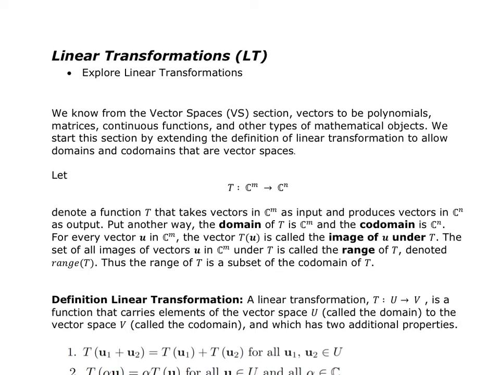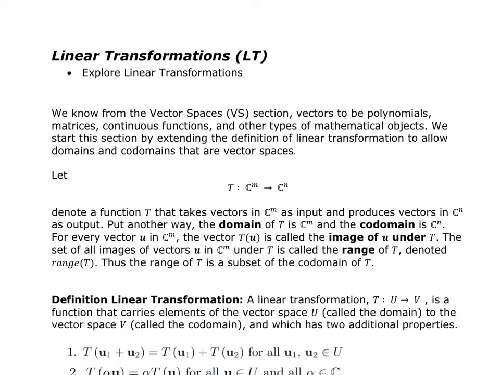The set of all the images of u in Cm under T is called the range of T, denoted as R of T, and thus the range of T is a subset of the codomain of T. What that means is that you may have elements in the codomain that are not going to have a pre-image. In other words, it's not going to have an input associated to it from the domain.